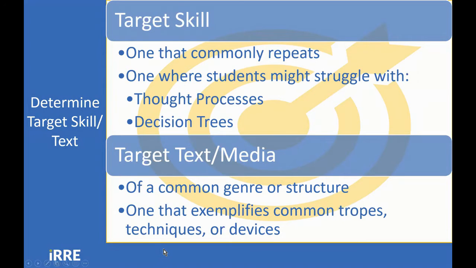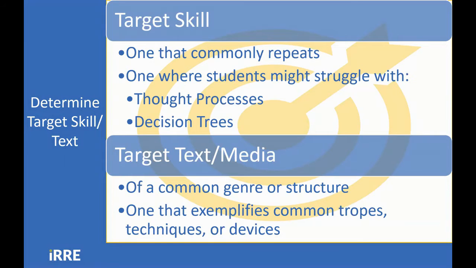We also need to make sure that we have a target text or media. Typically, we think aloud a text. That really is probably most likely what we do. But we also want to make sure that we can use other media as well. And we'll take a couple of looks at examples of those.